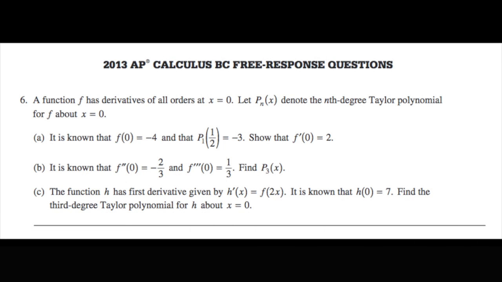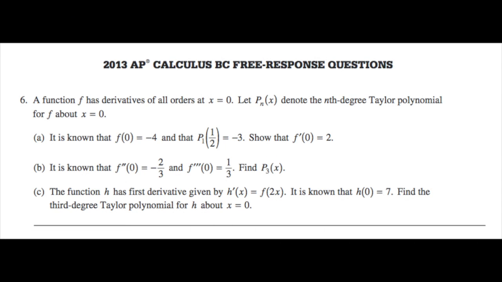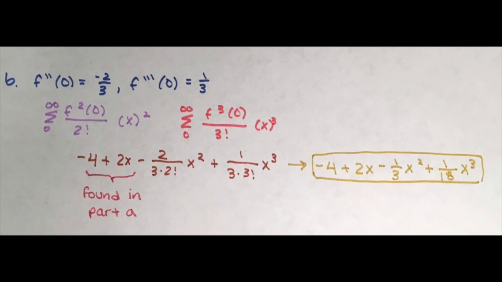Alright, so part B reads, it is known that f double prime of 0 equals negative 2/3 and f triple prime of 0 equals 1/3. Find p sub 3 of x, or the third degree Taylor polynomial. We already did half of this work in part A because we found the first term to be negative 4 and the second term to be 2x. It would be a common mistake to think that the second term is just 2 because we just proved in part A that f prime of 0 equals 2.